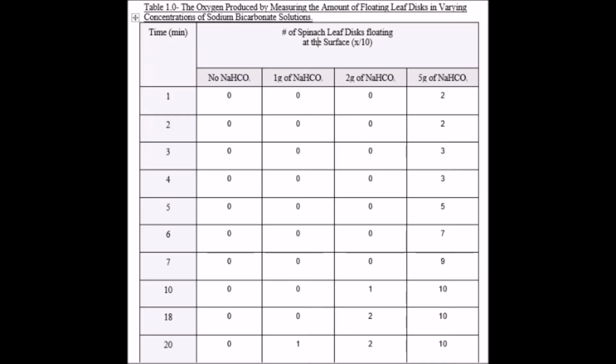If we compare the amount of leaf discs floating in a 20-minute time interval, we can determine the effect sodium bicarbonate has on the rate of photosynthesis. In trial 1, there was no sodium bicarbonate added. This resulted in no leaves floating. In trial 2, only 1 gram of sodium bicarbonate was added. This resulted in only 1 leaf floating. In trial 3, 2 grams were added, which resulted in 2 discs floating. And finally, trial 4, 5 grams of sodium bicarbonate were added, which resulted in 10 discs floating.